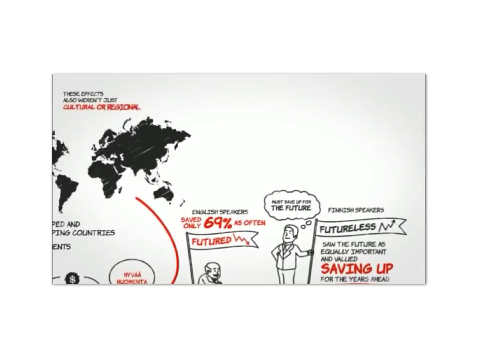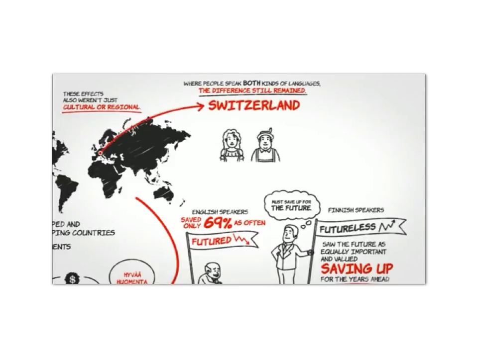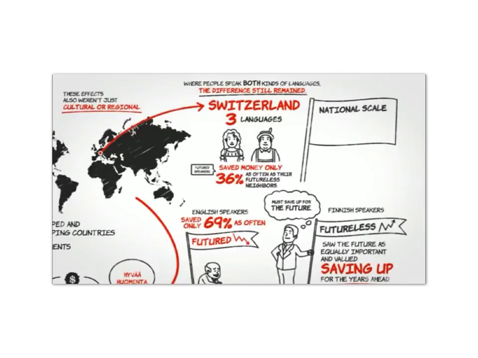These effects also weren't just cultural or regional. In countries where people speak both kinds of languages, the difference still remained. In Switzerland, where 3 languages are spoken, futured speakers still save money only 36% as often as their futureless neighbors. And on a national scale, countries with futureless languages saved 6% more of their GDP yearly.